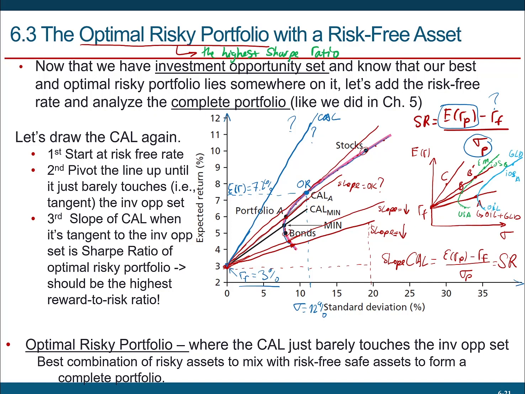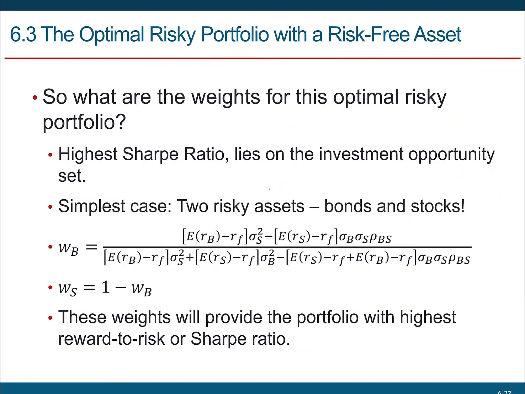And you say, well, dude, that's great visually. I get the idea, but I want to have the formula, right? So here's the formula. Remember that in order to create a portfolio, what you need is the weights. That's what you're being asked. As we did with the minimum variance portfolio, we need WB and WS. And because we have just two assets, WB plus WS equals 1. So as soon as we have one, we can find the other.